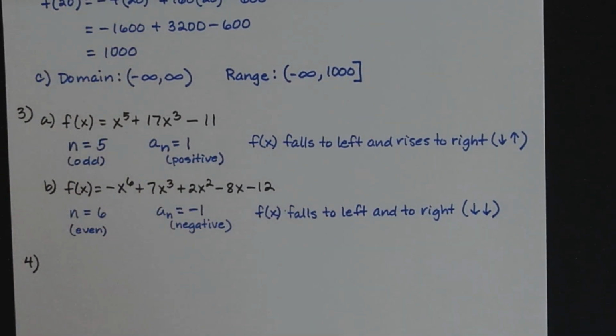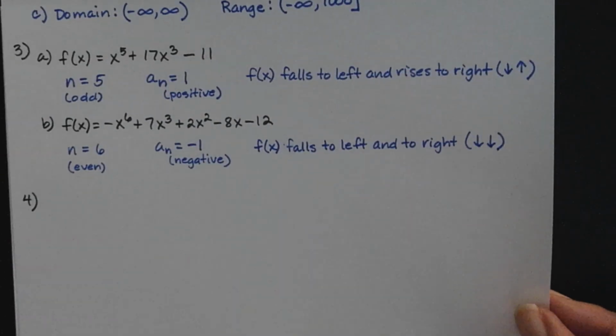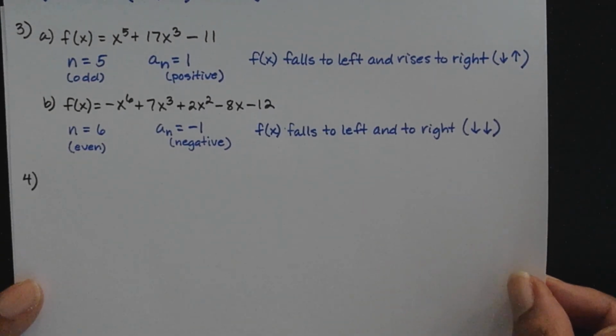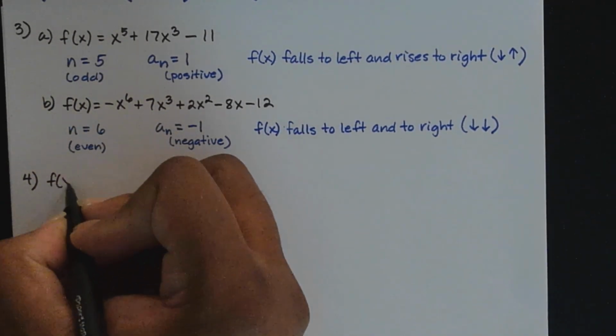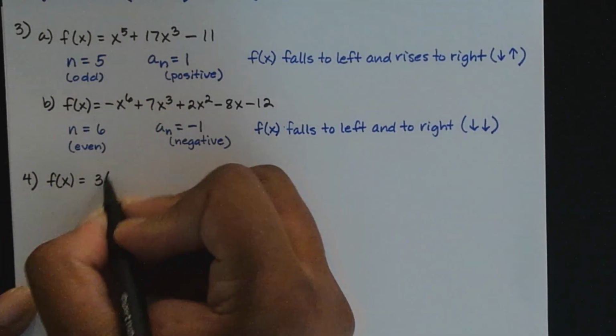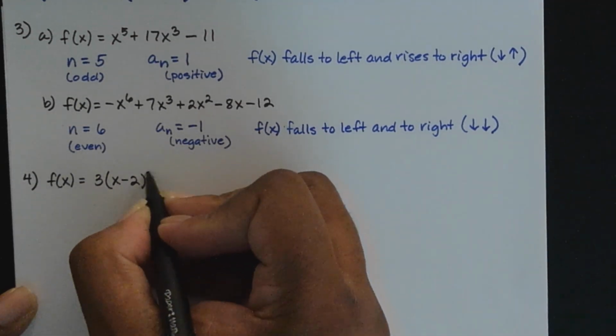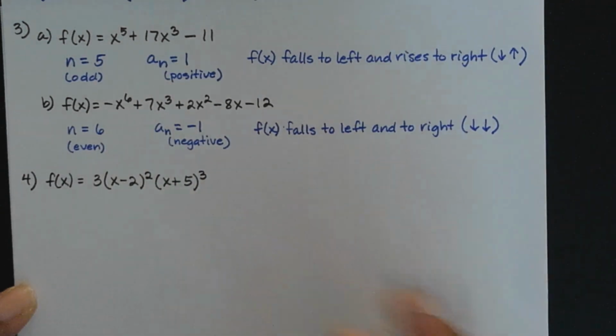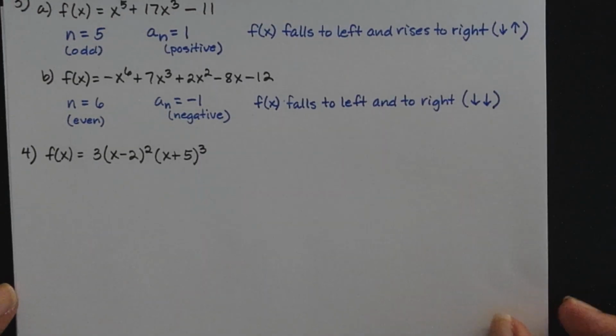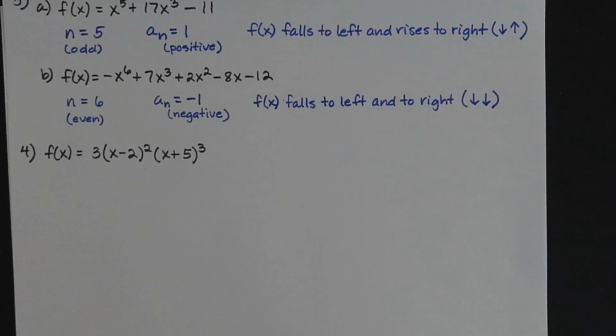All right, and problem number 4 is finding the zeros of the polynomial function. In this case, we're dealing with f of x is equal to 3 times the quantity x minus 2, squared, times the quantity x plus 5, and that quantity is cubed. Give the multiplicity for each zero, and then state whether the graph crosses the x-axis or touches the x-axis and turns around at each zero.